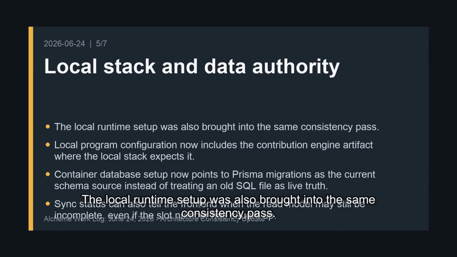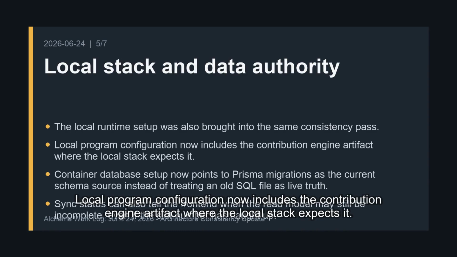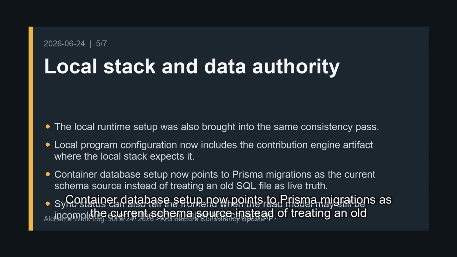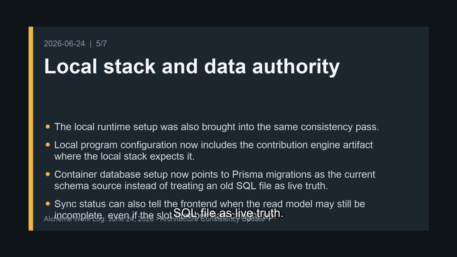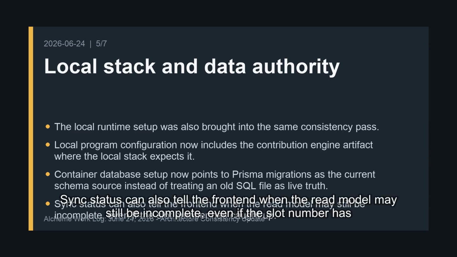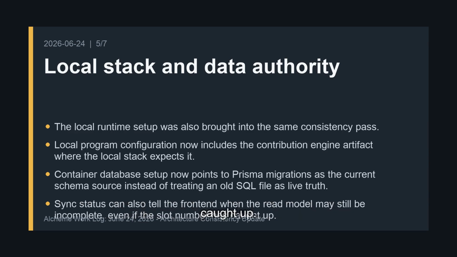The local runtime setup was also brought into the same consistency pass. Local program configuration now includes the contribution engine artifact where the local stack expects it. Container database setup now points to Prisma migrations as the current schema source instead of treating an old SQL file as live truth. Sync status can also tell the frontend when the read model may still be incomplete, even if the slot number has caught up.